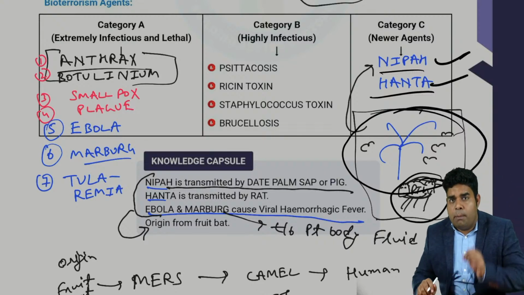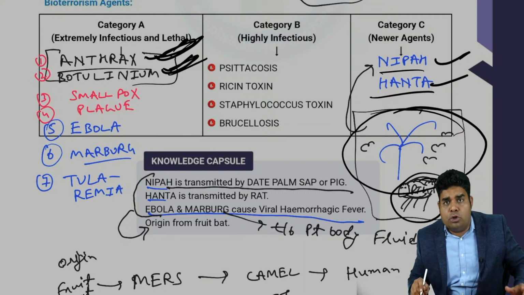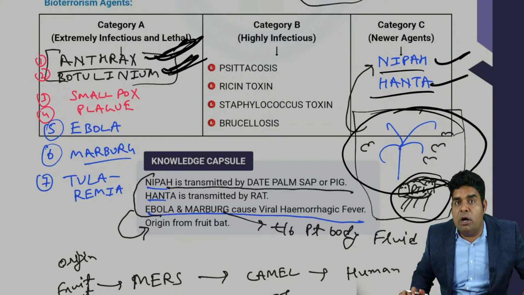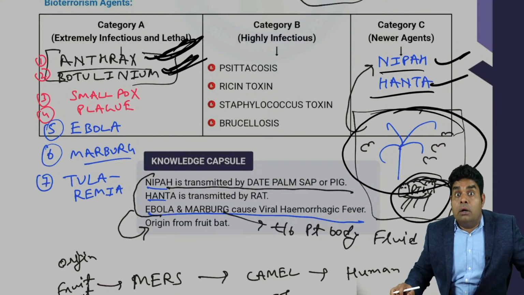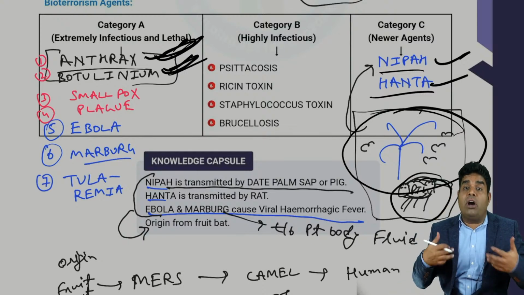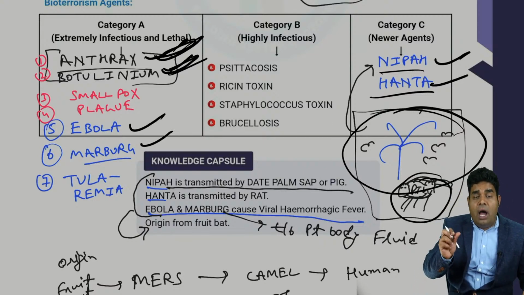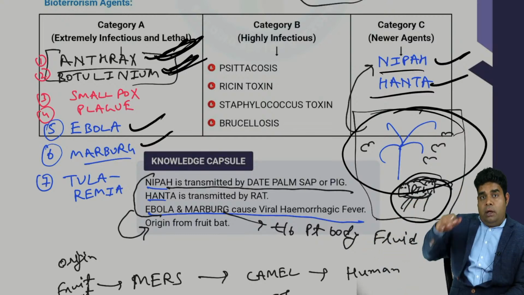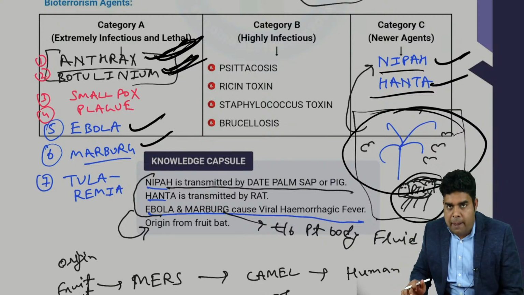In category A, most commonly they ask either anthrax or botulinum. Again and again they have asked it. So anthrax, botulinum, A. Then two diseases which have already gone, smallpox and plague. Then two diseases which are transmitted by fruit bat and in which bleeding occurs and patient dies, Ebola and Marburg. Ebola and Marburg are viral hemorrhagic fever. Smallpox, plague are old disease. Anthrax, botulinum, new one. So like that you can remember 6.